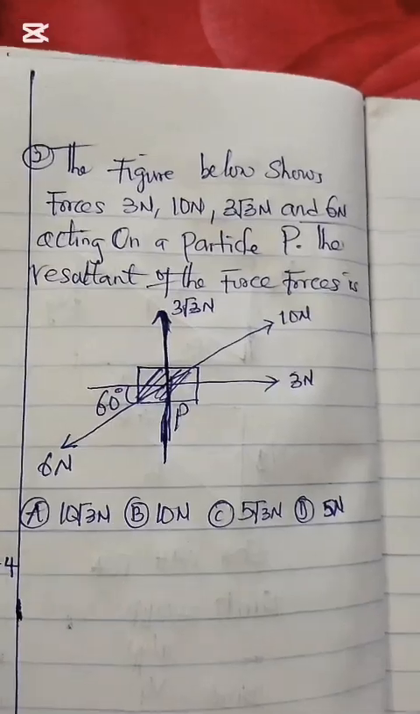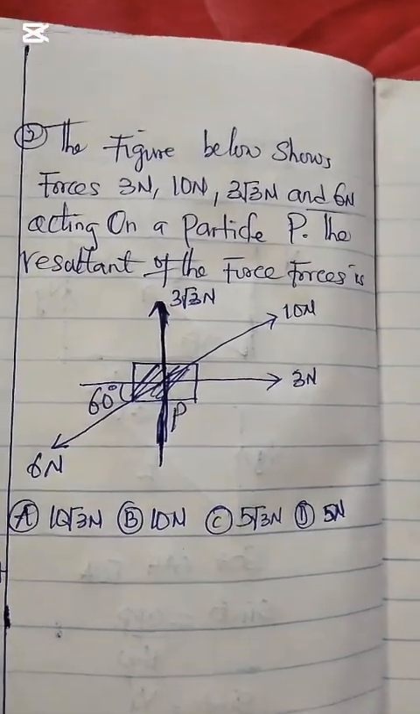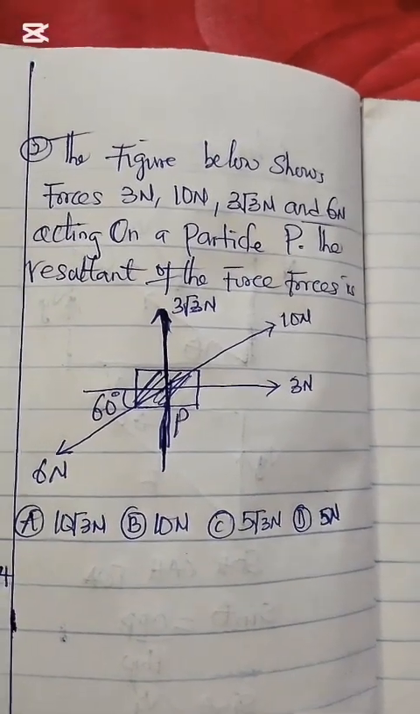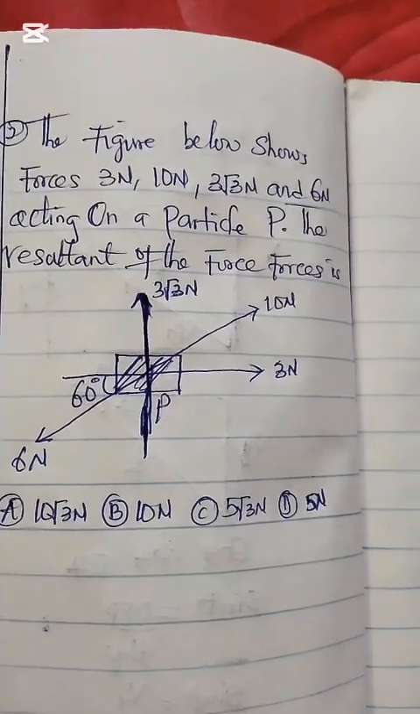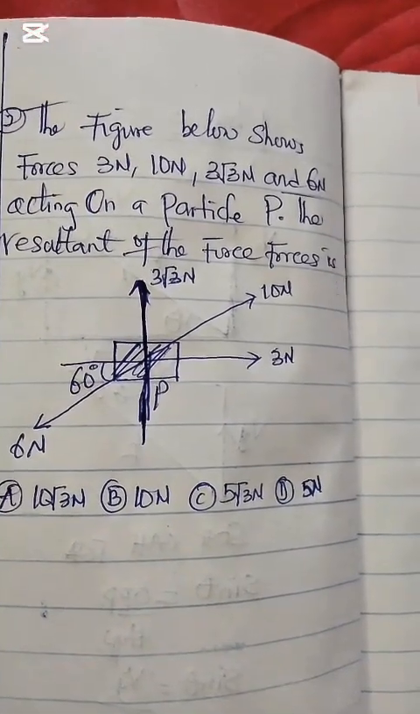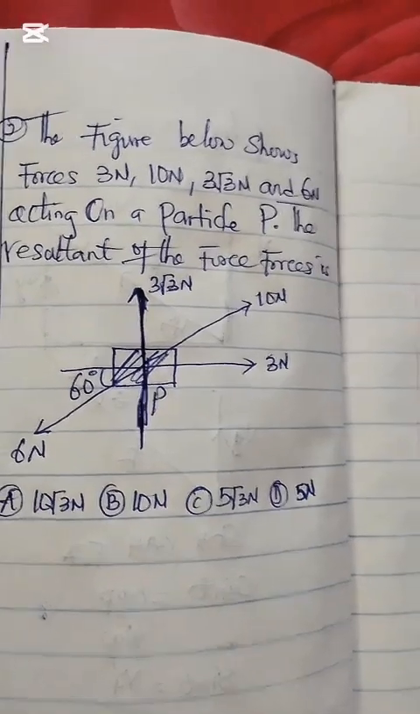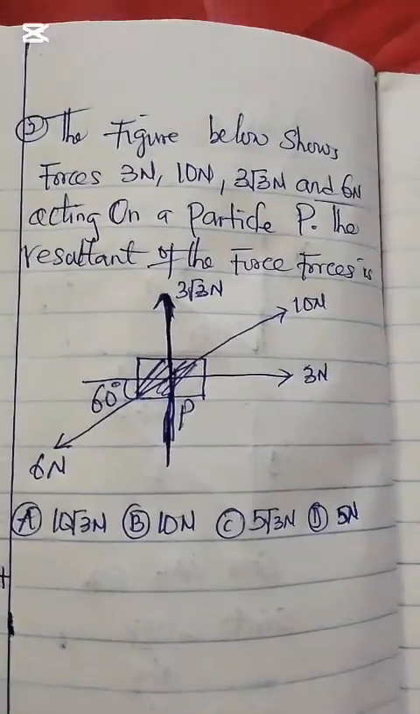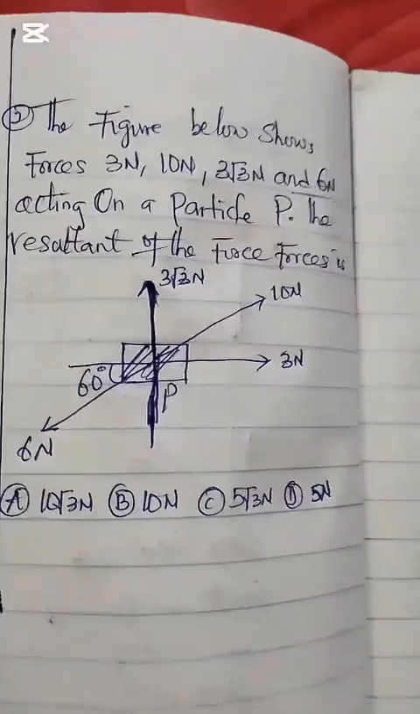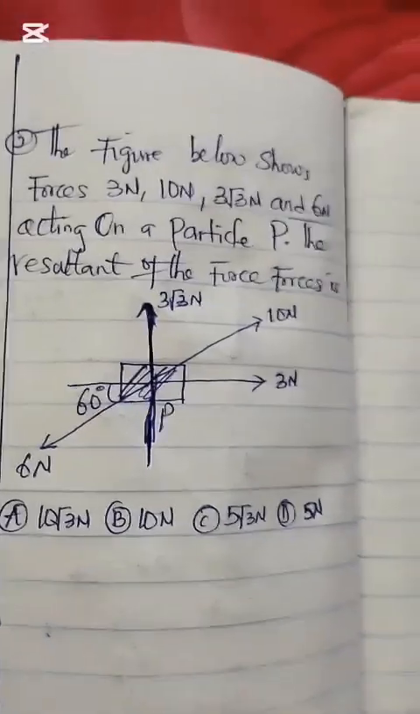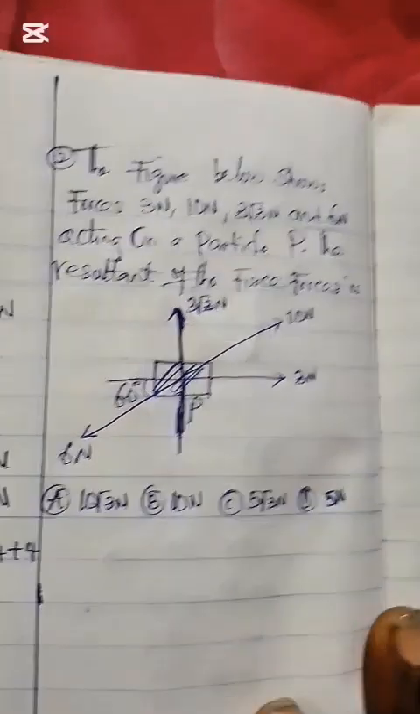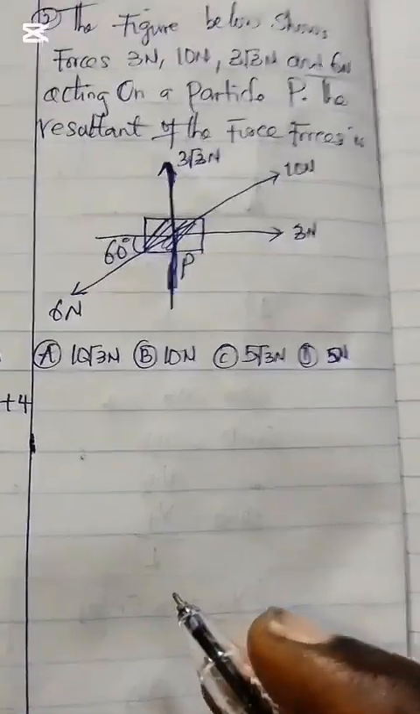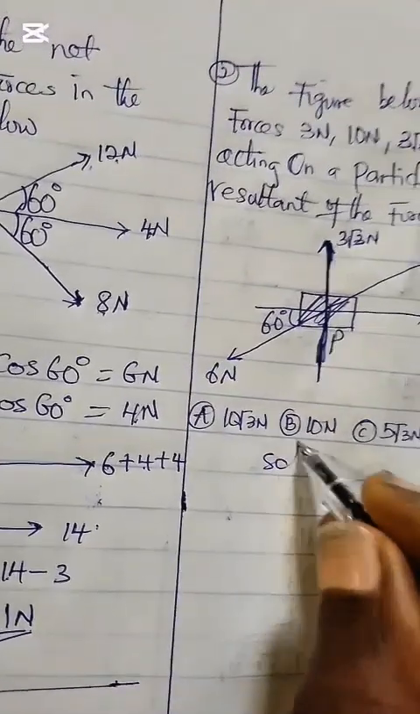Okay, look at this question here. This question says that the figure below shows forces 3 Newton, 10 Newton, 3 root 3 Newton, and 6 Newton acting on a particle P. The resultant of the forces is, so in this question there is no specification if it is horizontal or vertical. So whenever you have a question like this, the first thing you do is to resolve everything into horizontal component and also into vertical component. So how do I do this now? Solution.